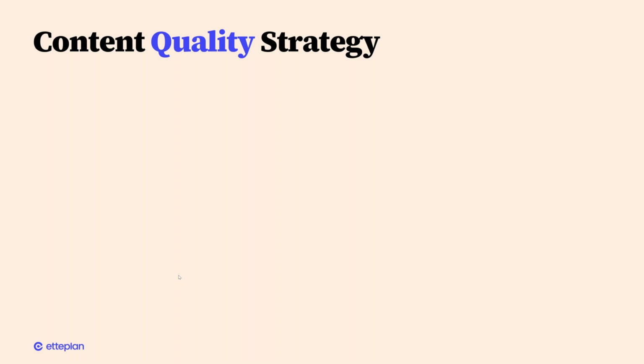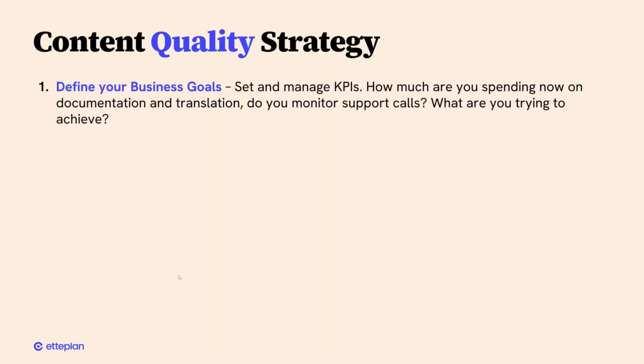So there's a number of items that we need to have in place. One, well, if you know where you want to go, if there's a compliance part or there's a scoring part, then you of course need to know where you were, right? So set and manage your key performance indicators. So how much are you currently spending on documentation translation? Do you monitor support calls?